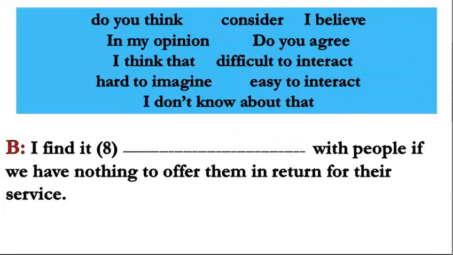Number 8. I find it, we have to use an adjective. Where are the adjectives here? We can use difficult or easy. Those are the only two options left about adjectives. So is it difficult to interact with people, or is it easy to interact with people? Let's complete it to know. Interact with people if we have nothing to offer them in return. So of course it's difficult. Yeah, it's difficult to interact with people if we have nothing to offer. Okay.